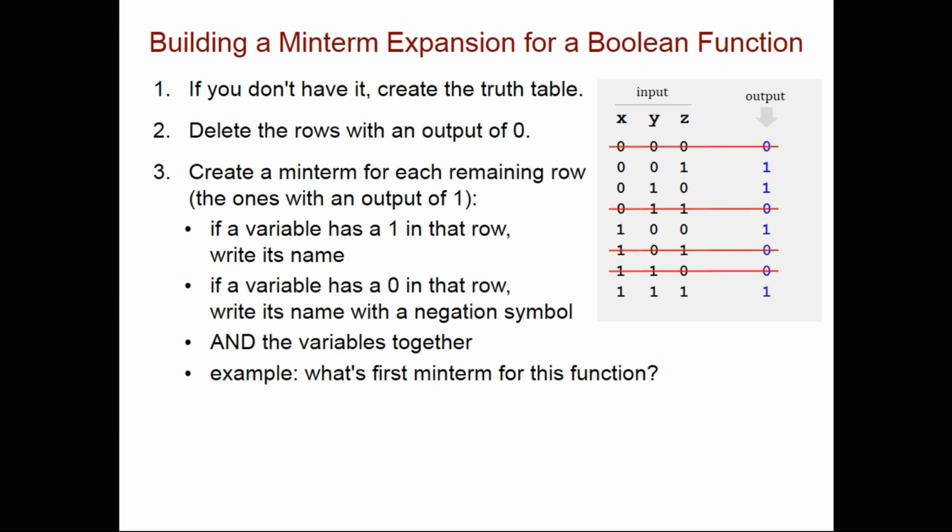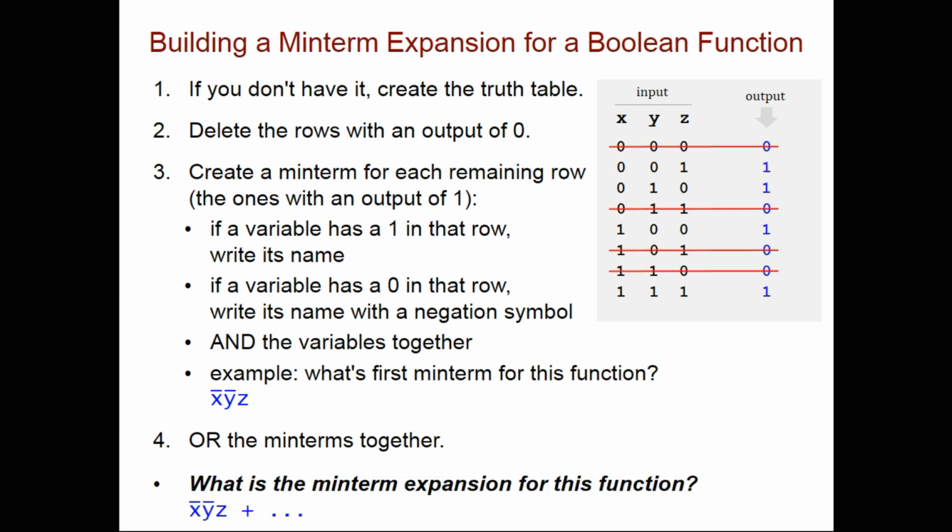For instance, what is the minterm for this function? For the first row, because x and y both are 0, we can write down x bar, y bar, and z as the minterm. And by ORing all these minterms together, we can produce the output. So for this function, the first minterm is x bar, y bar, z.